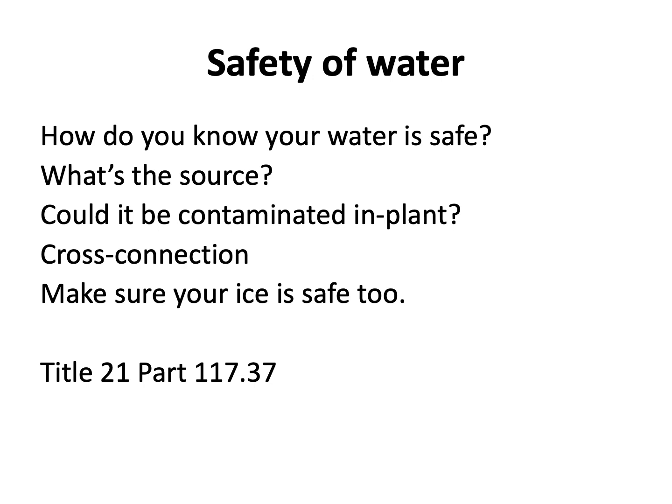So let's take a closer look at the 8 key sanitation elements and where in Title 21, 117 they're covered. So let's start with number 1, safety of water. How do you know your water's safe? What's the source of your water? Could it be contaminated in your plant? Do you have any cross connections or physical links between safe and unsafe water? Do you make ice? You better make sure your ice is safe too. This is covered specifically in Title 21, Part 117.37.